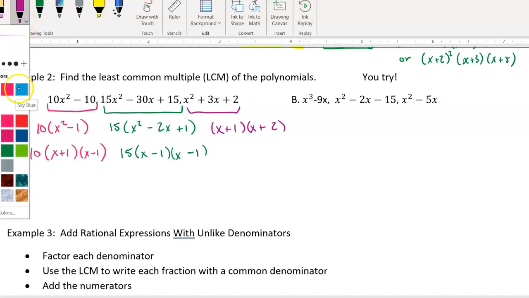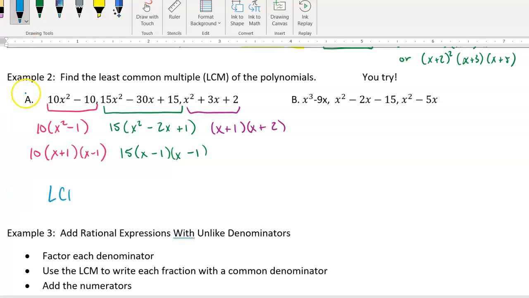All right, so now we have to figure out our LCM, our least common multiple. What I like to do is start with the 10 for our first. By the way, if you look at the 10 as being 2 times 5, that's going to help us in a second, because 15 will be the same as 3 times 5. So in that first set, we would have 2 times 5 times x plus 1 times x minus 1. Okay, so that's what we have in the first set.